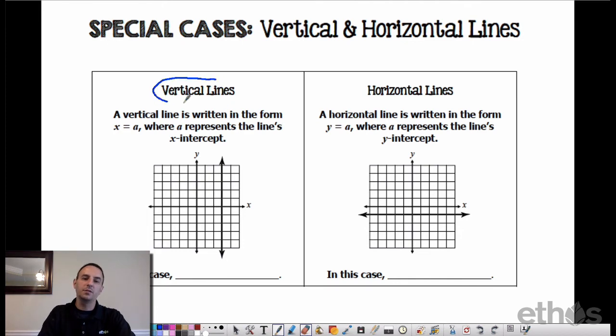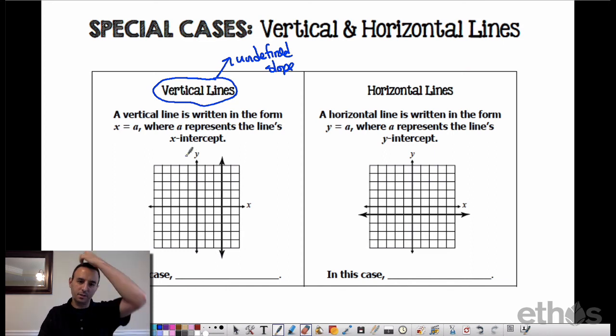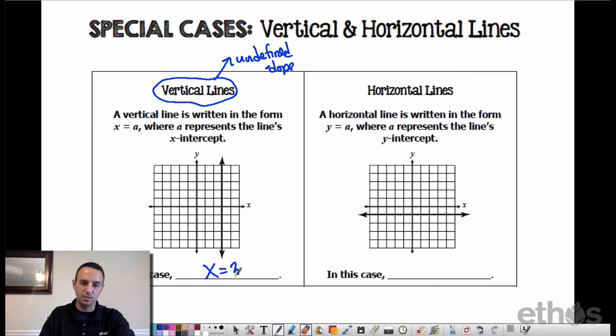Versions of vertical lines are something with an undefined slope. You're going to set this up and go, okay, the vertical line is an x equals a number form, where a is the number of the intercept. So in this case, you're going to say x is equal to 3. So my equation would be x equals 3. And that's my line. No matter what y is, x is always 3.